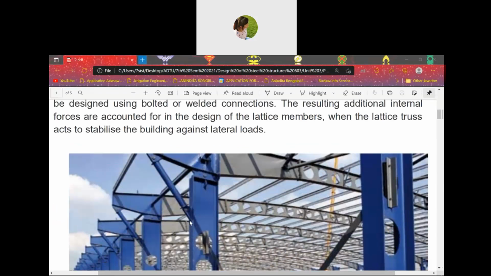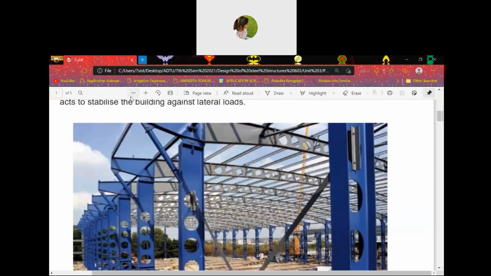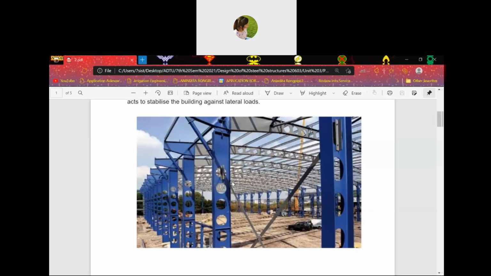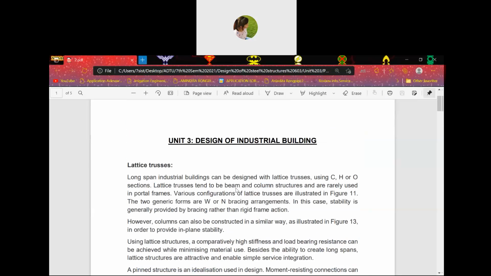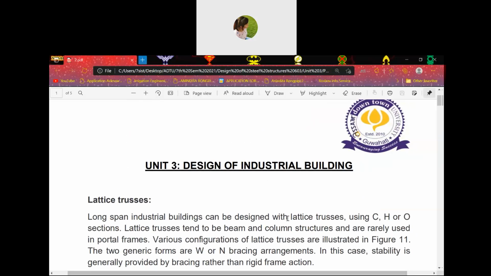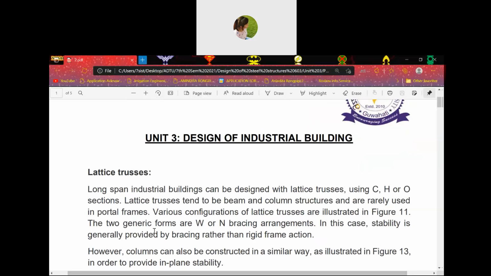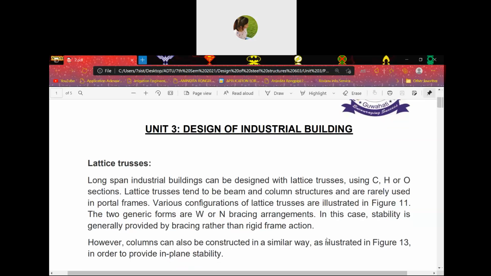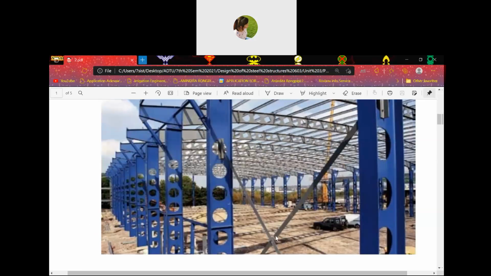So this is your figure number 11. In this case, the two generic forms are W or N bracing arrangements. Stability is generally provided by bracing rather than rigid frame action. So here, for figure 11, the load stability is provided by bracing rather than by a rigid frame section.